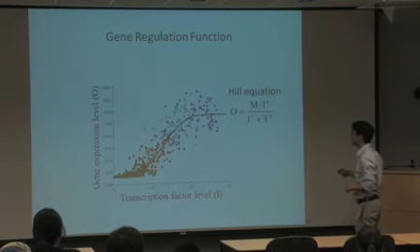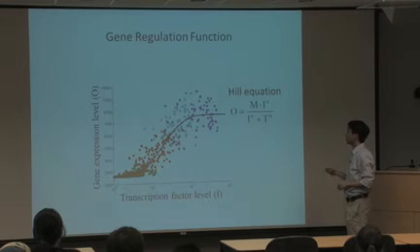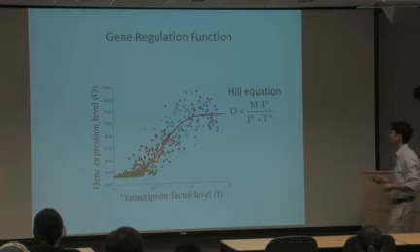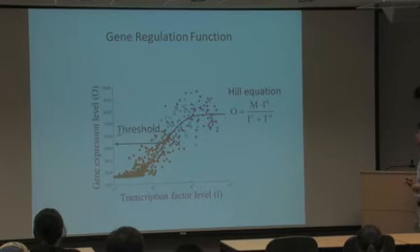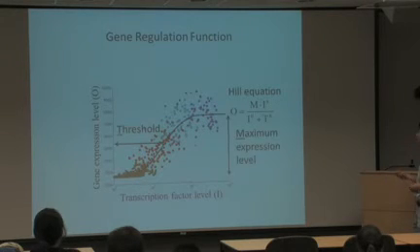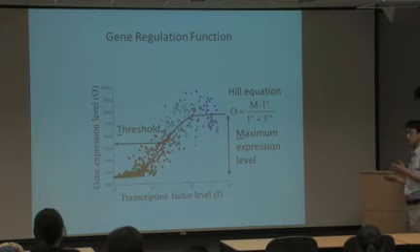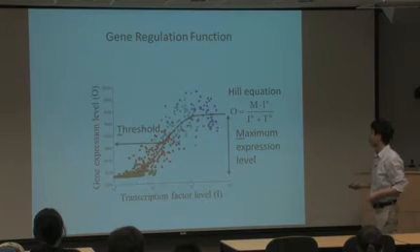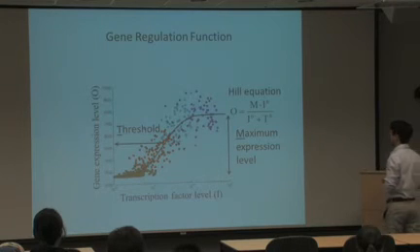So you can try to fit this to a function which is very often used by biologists called the Hill equation. And this is useful because it gives you two important parameters. One is called threshold, which basically tells you the amount of transcription factors you need to activate gene expression 50%. And then it also gives you maximum expression level. Right? So this could tell you about the intrinsic capacity of the promoter, how much gene expression level it can achieve.